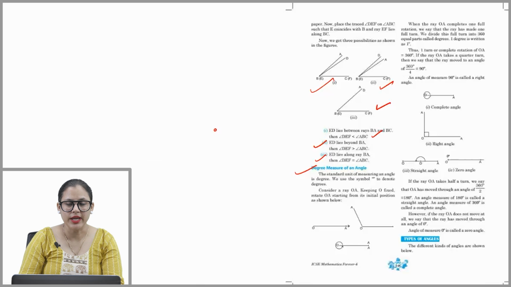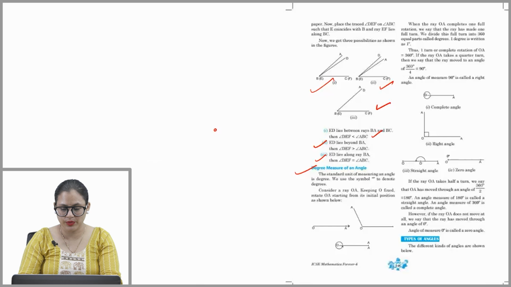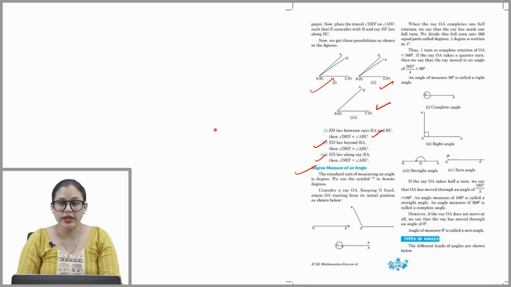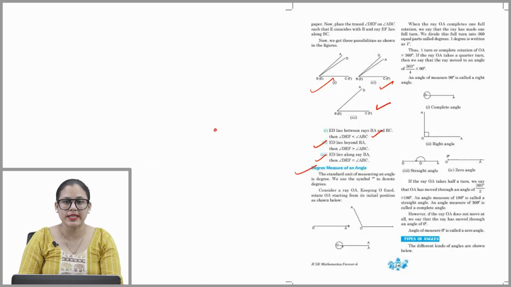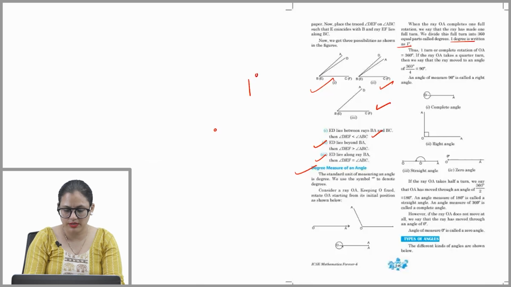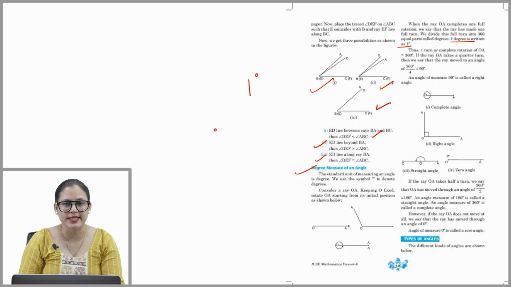Consider a ray OA. Keeping O fixed, rotate OA starting from its initial position as shown below. When the ray OA completes one full rotation, we say that the ray has made one full turn. We divide this full turn into 360 equal parts called degrees. 1 degree is written like this. Thus, one turn or complete rotation of OA is equal to 360 degrees.